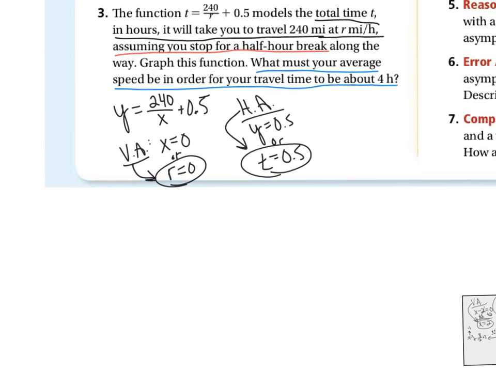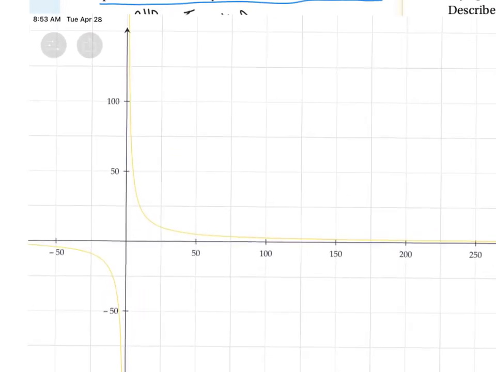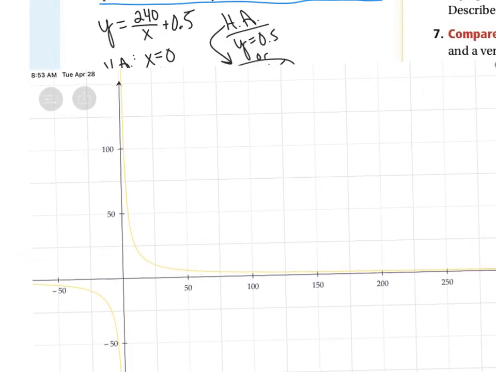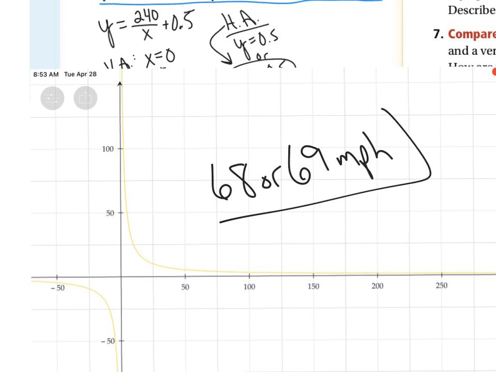And then we can graph that. So this would be kind of what our graph would look like, and I know this is hard to see from this graph. You could graph this on your graphing calculator, and it should work out to where you're looking at about 68 or 69 miles per hour. That would have to be your speed to get it to be traveling that distance in about 4 hours.